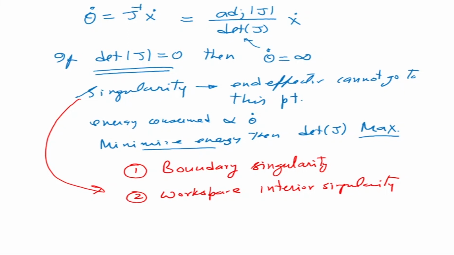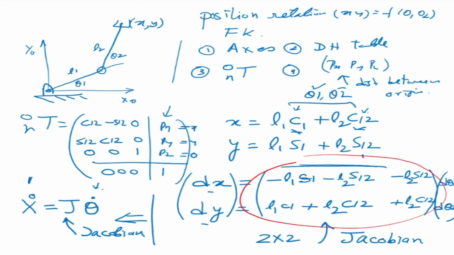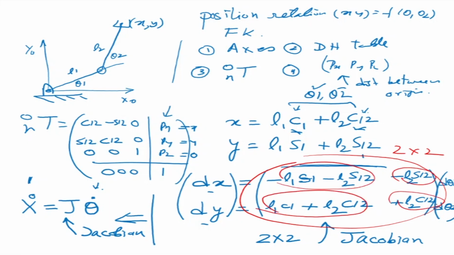Okay. Now, how do you find the singularities? Where is the singularity? Obviously, we know the answer. Determinant of J is equal to 0. Okay, and what is J? J is this matrix. For the two-link manipulator, J is this matrix. It's a 2 by 2 matrix, right? So this is one term, this is another term, this is one term, and that is another term. So that's my J.